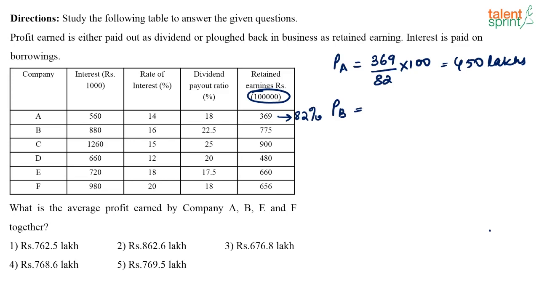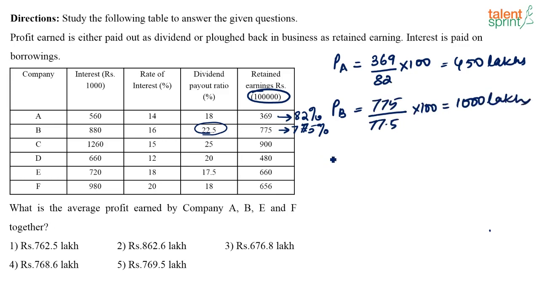Similarly, what is the profit of B? If you look at company B, 22.5% of the earnings is paid out as dividend. So what is the retained earnings? The retained earning is nothing but 77.5%. So 77.5% of the profit is retained earning. If 77.5% accounts to 775, what is 100%? That is very easy: 775 divided by 77.5 into 100, which is equal to 1000 lakhs.